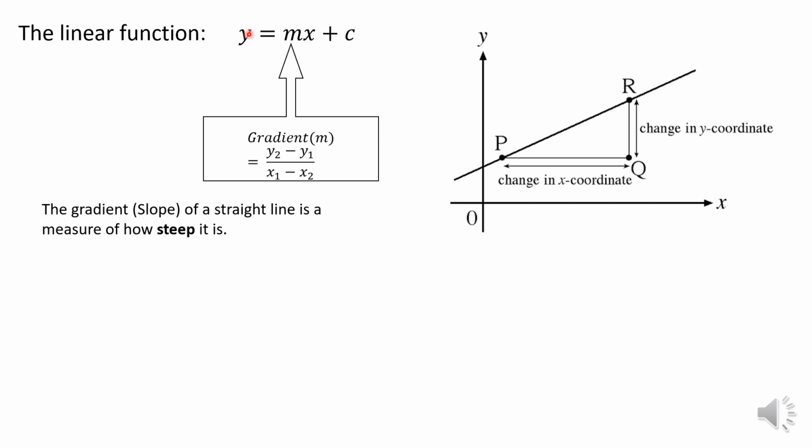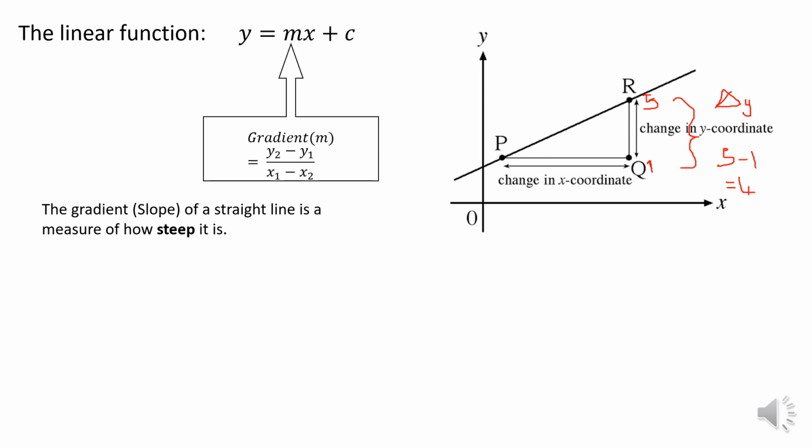So what the gradient represents is the difference in two y values, or the change in y value. Let me say this y value here is 5, and this y value here is 1. So the difference here, the change in y or delta y as we say, will be 5 minus 1, which is obviously 4.